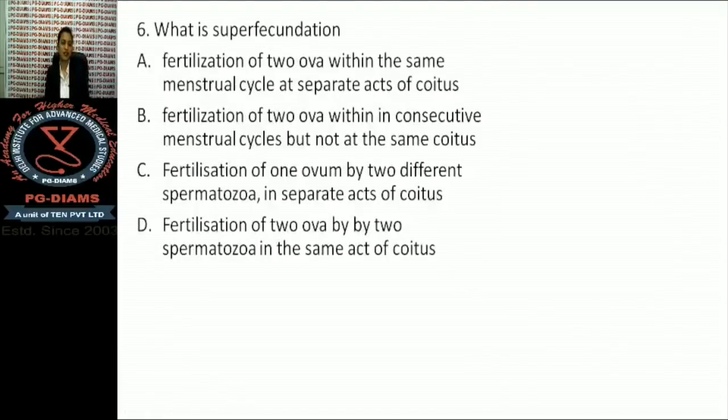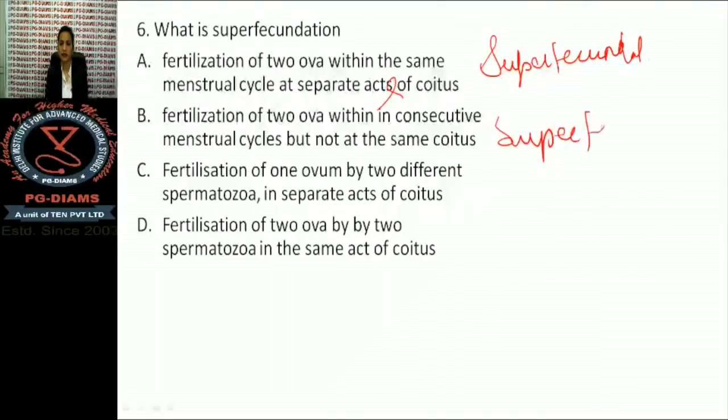Now coming to the next question, this is another question on twin pregnancy. What is superfecundation? There are two terms, superfecundation here, right? Superfecundation, and there is superfetation. Both of these things principally are similar. It is two different oocytes fertilized by two different spermatocytes at two different acts of coitus.